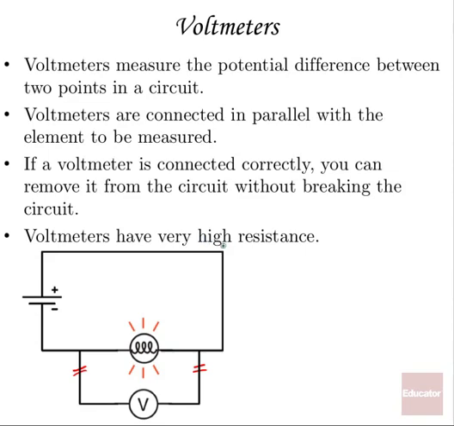Voltmeters have very high resistance. They have that high resistance so that very little current flows through them and they don't impact your circuit performance much at all. Just a tiny, negligible amount. You want it as little as possible so that you get an accurate reading of how the circuit would function without the voltmeter in there.